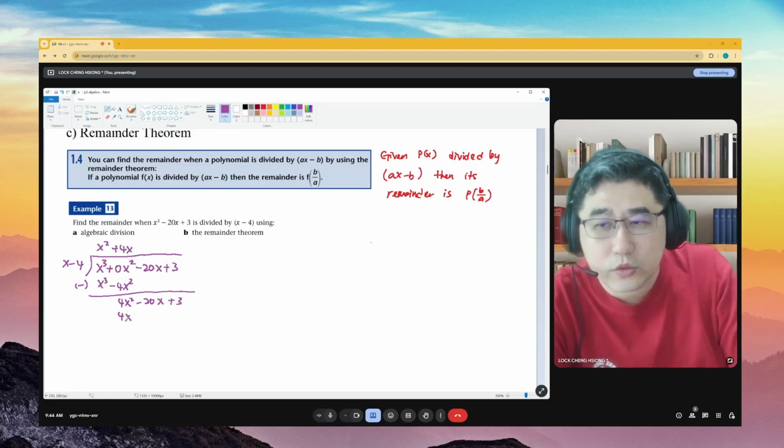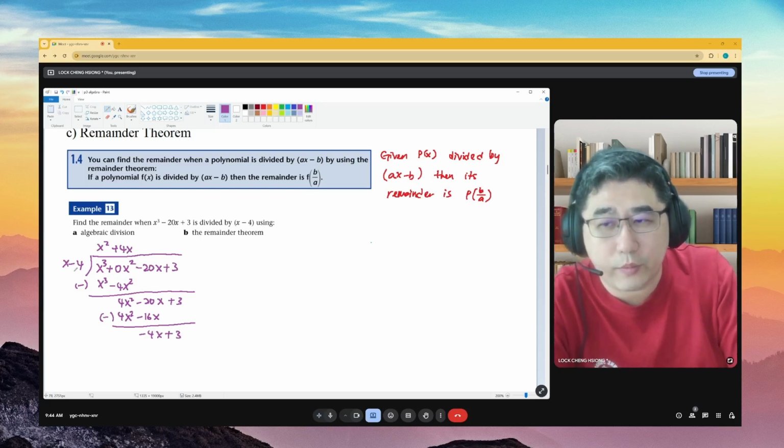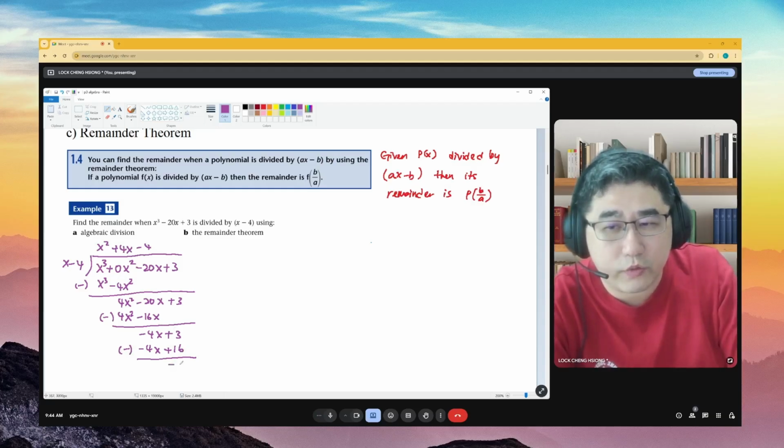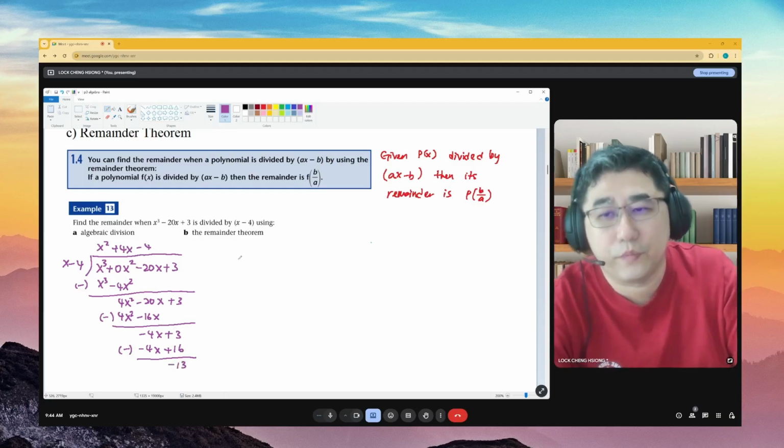So 4x squared minus 16x, minus 20 minus minus 16, so minus 4x plus 3. Something times 4 times x gives you minus 4x, so minus 4. So minus 4x plus 16. The operation is minus. So 3 minus 16, you have a minus 13 here.